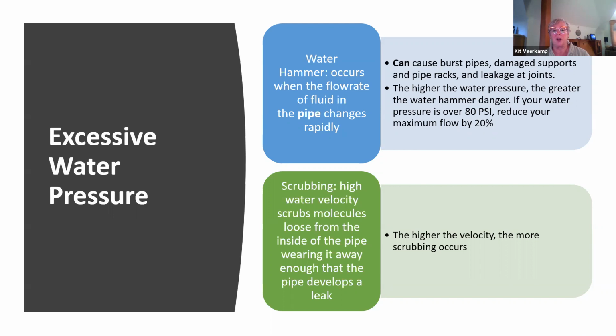Scrubbing is when you've got too high a water velocity inside the pipe. So you need to change that on the other end to reduce the amount of water flowing through a system. And again, it'll wear away the pipe and just wear the system down and then blow out on you when you least expect it, of course.